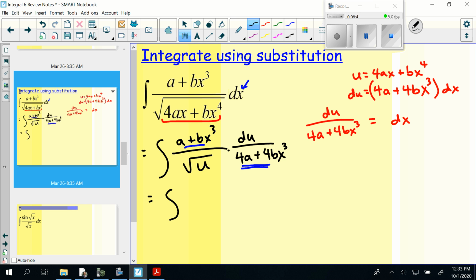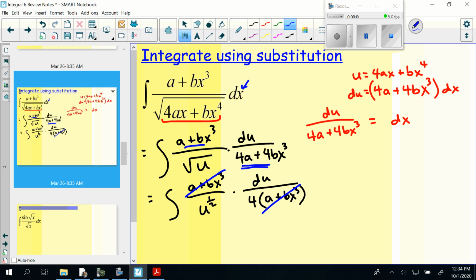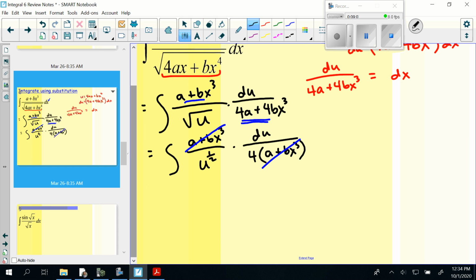So let's pull out that 4, that greatest common factor there, and see what this one looks like when we do that. So if we pull out this 4, what's left is a plus bx cubed. Now that looks like the numerator we have over there. We can cancel those out, and that's very helpful now because we couldn't integrate until we got rid of that. So now let's finally get what this one looks like. This 4 can be pulled out.